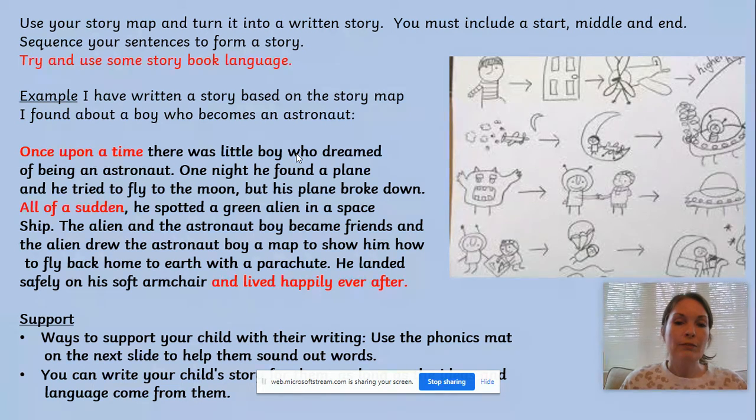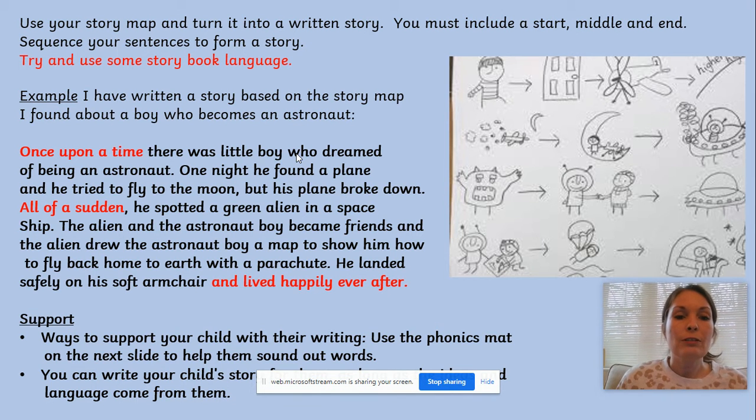Now, if you're thinking, oh, that's a lot for my child to achieve, please don't worry. Ways to support your child at home with their writing is to help them sound out words. You can use the phonics sound map, which I've included on the next slide to help your child to sound out their words, and that's useful for everybody.